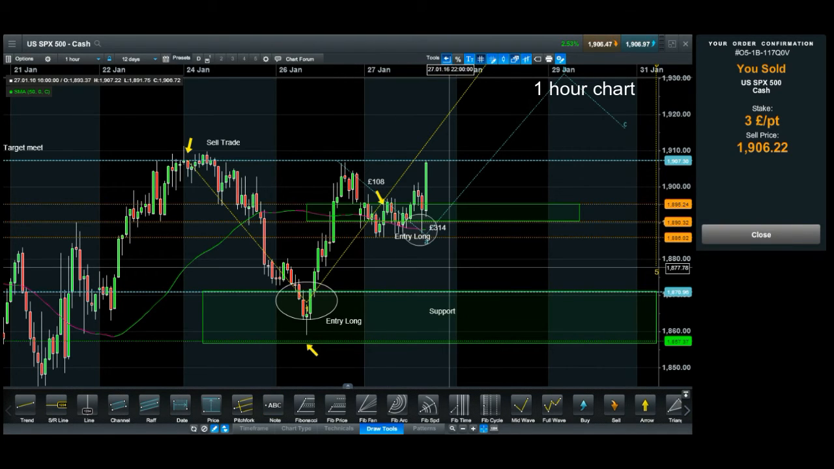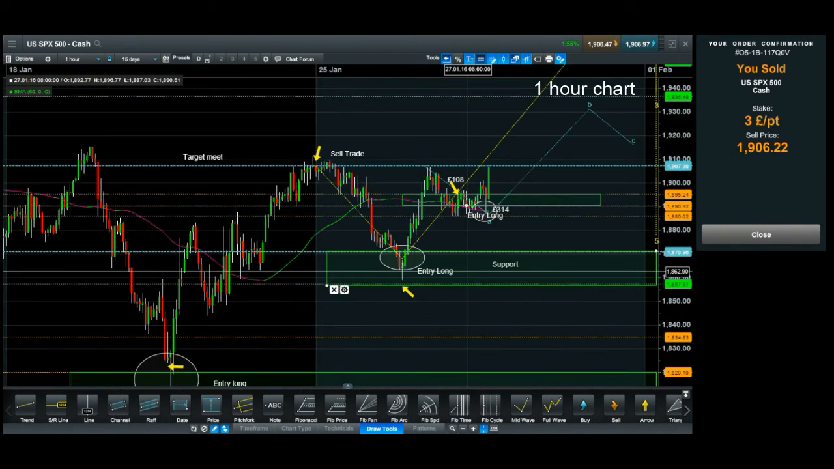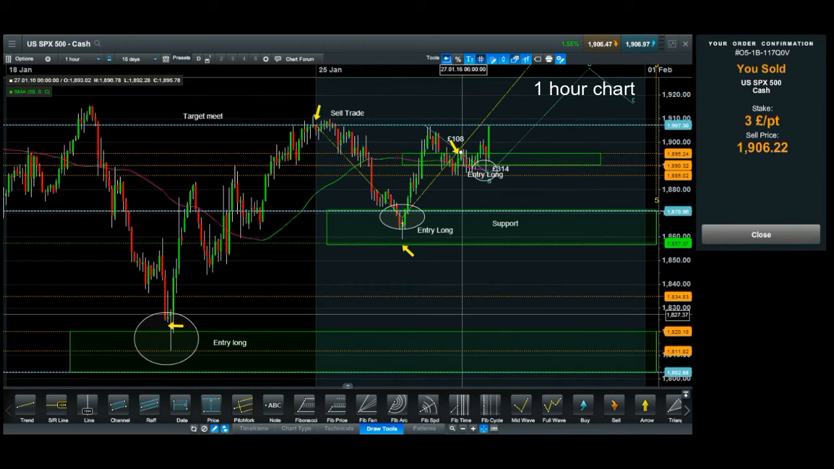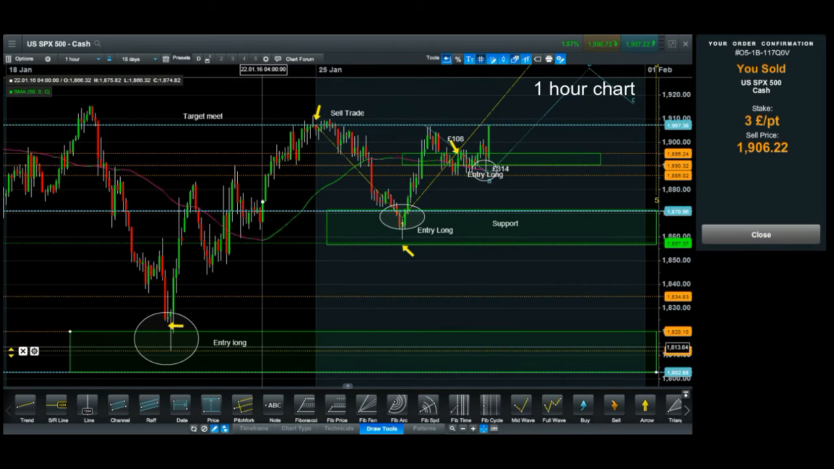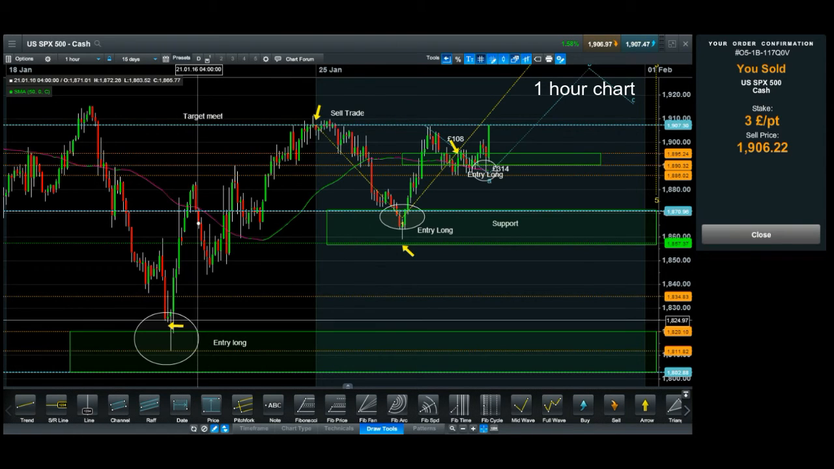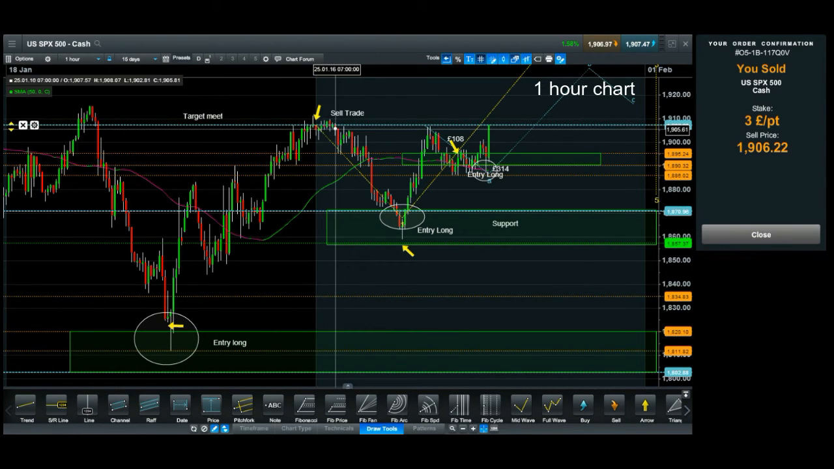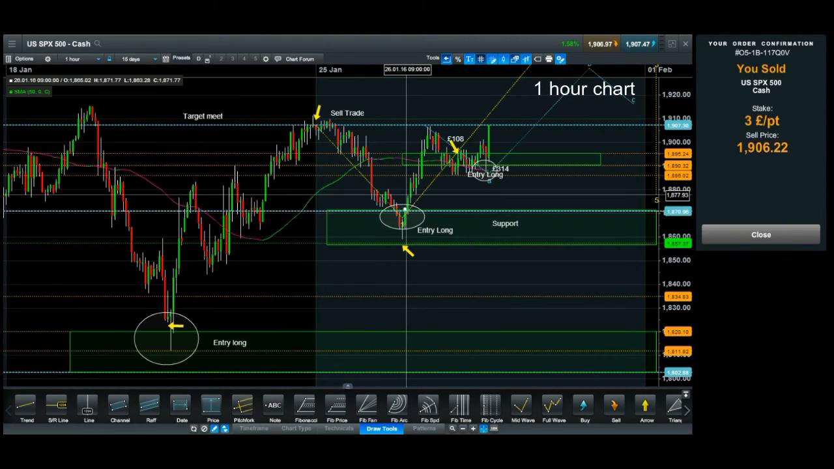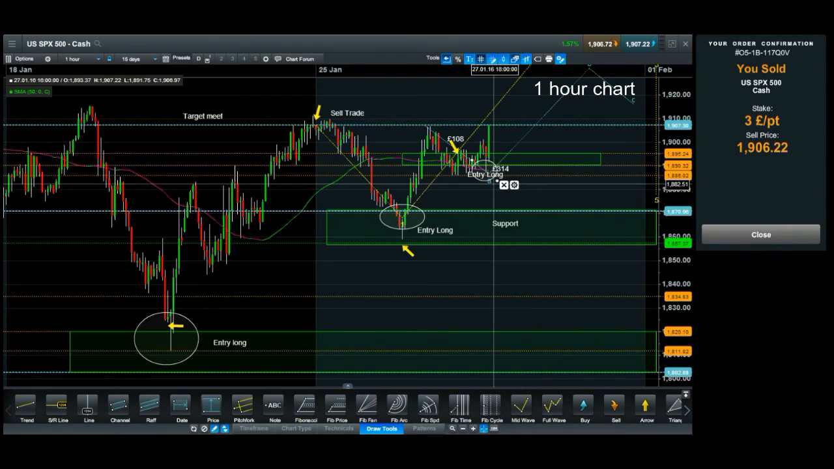Okay. So far with the S&P, I have already made quite a few entries. I made an entry here, and then I sell here, and then I enter again here, and then I sell here, and then I make another entry here for long, and now I took a profit of £314.